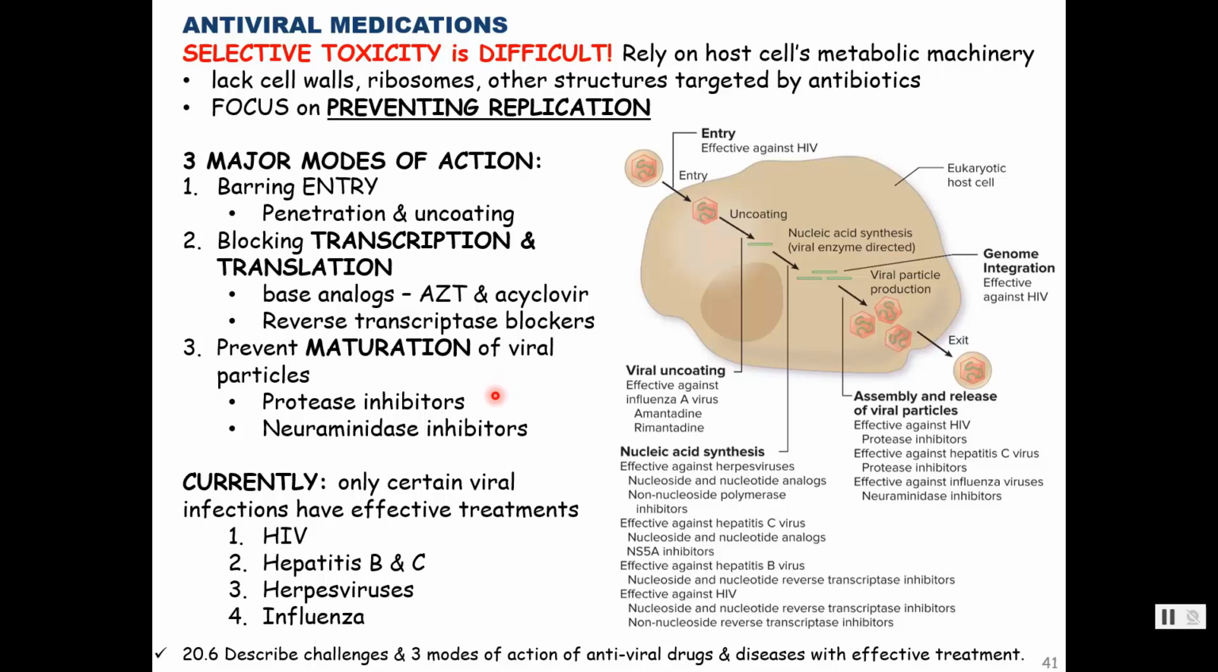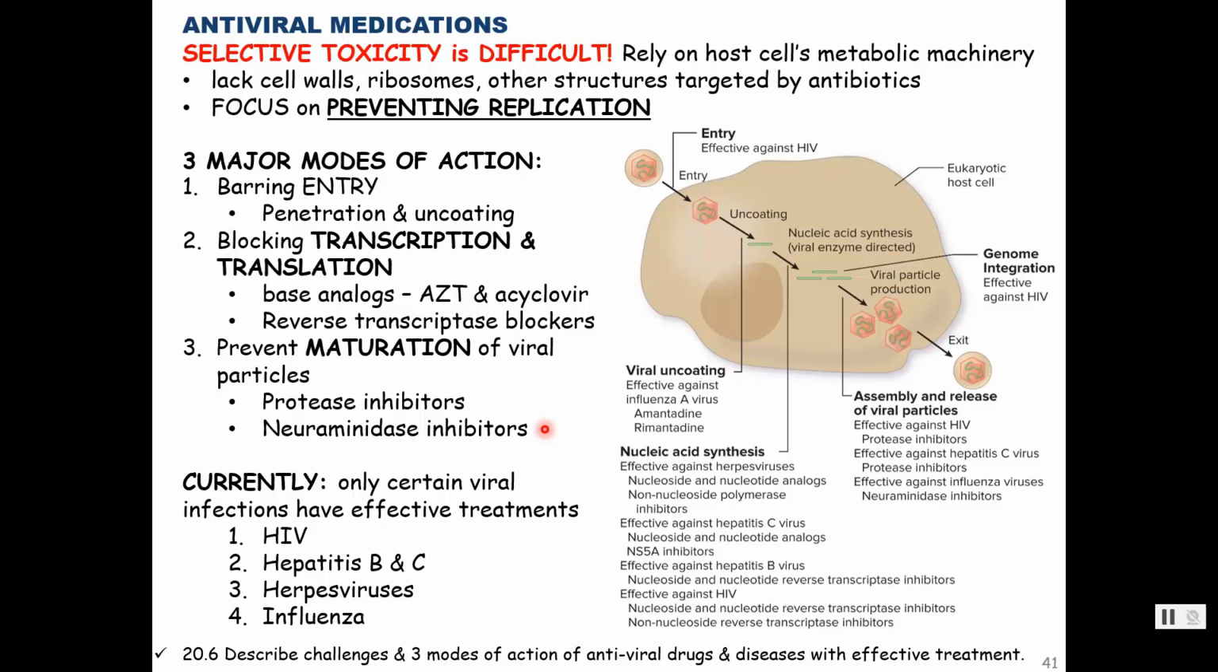Remember, viruses make their big long protein chain and then they have to cut it up to make their pieces and parts. So there are some of those antiviral drugs that inhibit that, particularly when we're talking about influenza. Neuraminidase inhibitors are going to block that, so then that virus particle can't leave. So it's just sort of blocking stages in viral replication.